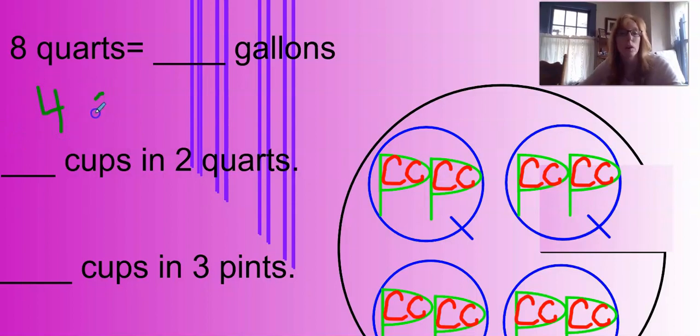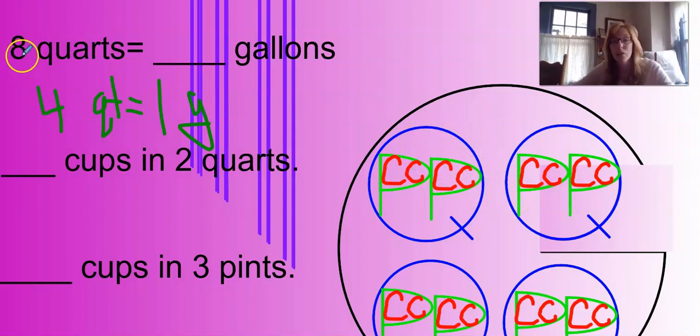4 quarts equals 1 gallon. Okay, so if we know 4 quarts equals 1 gallon, then we add another 4 because we know if we have 8 and we take away 4, that leaves us 4 more. So that would hopefully reflect that you figured out that you could have 2 gallons. Okay, 4 quarts, 1, 2, 3, 4 fills 1 gallon, and then 1, 2, 3, 4 fills another gallon.